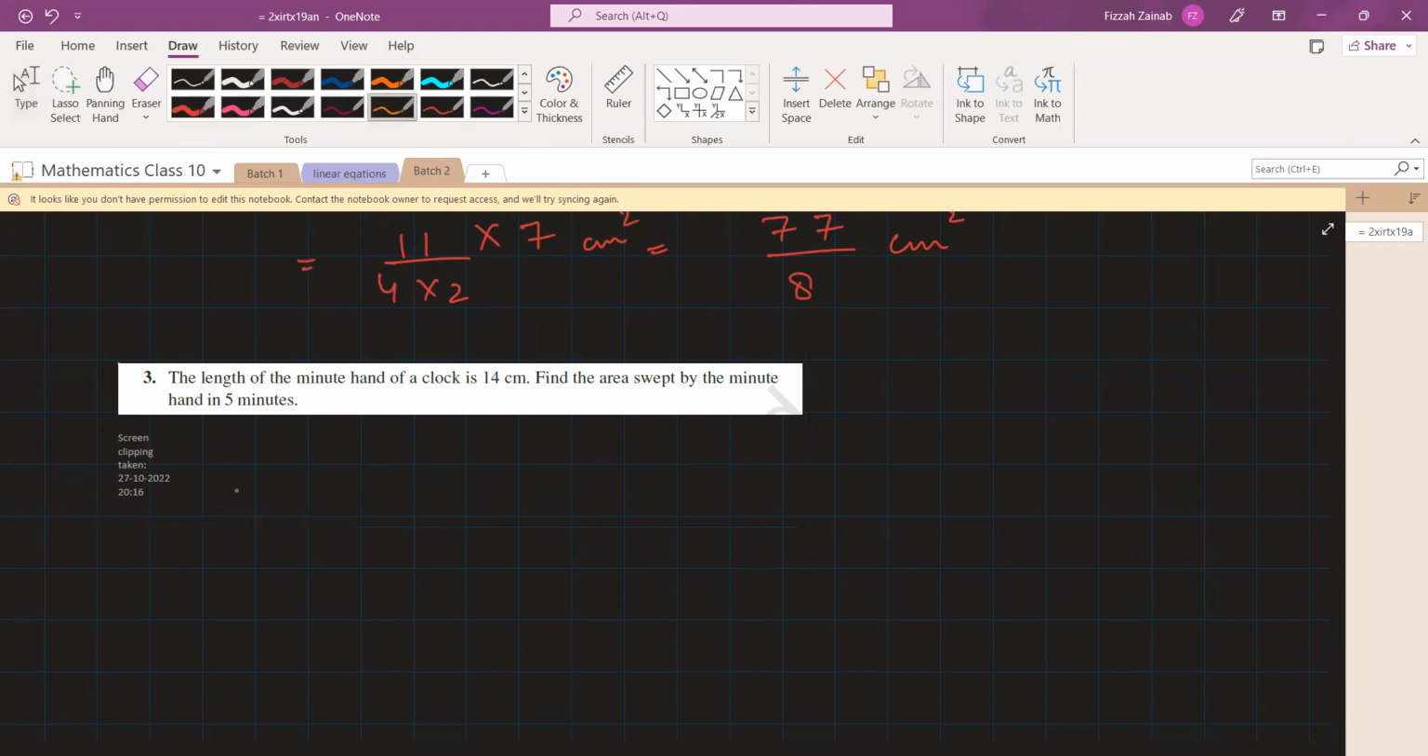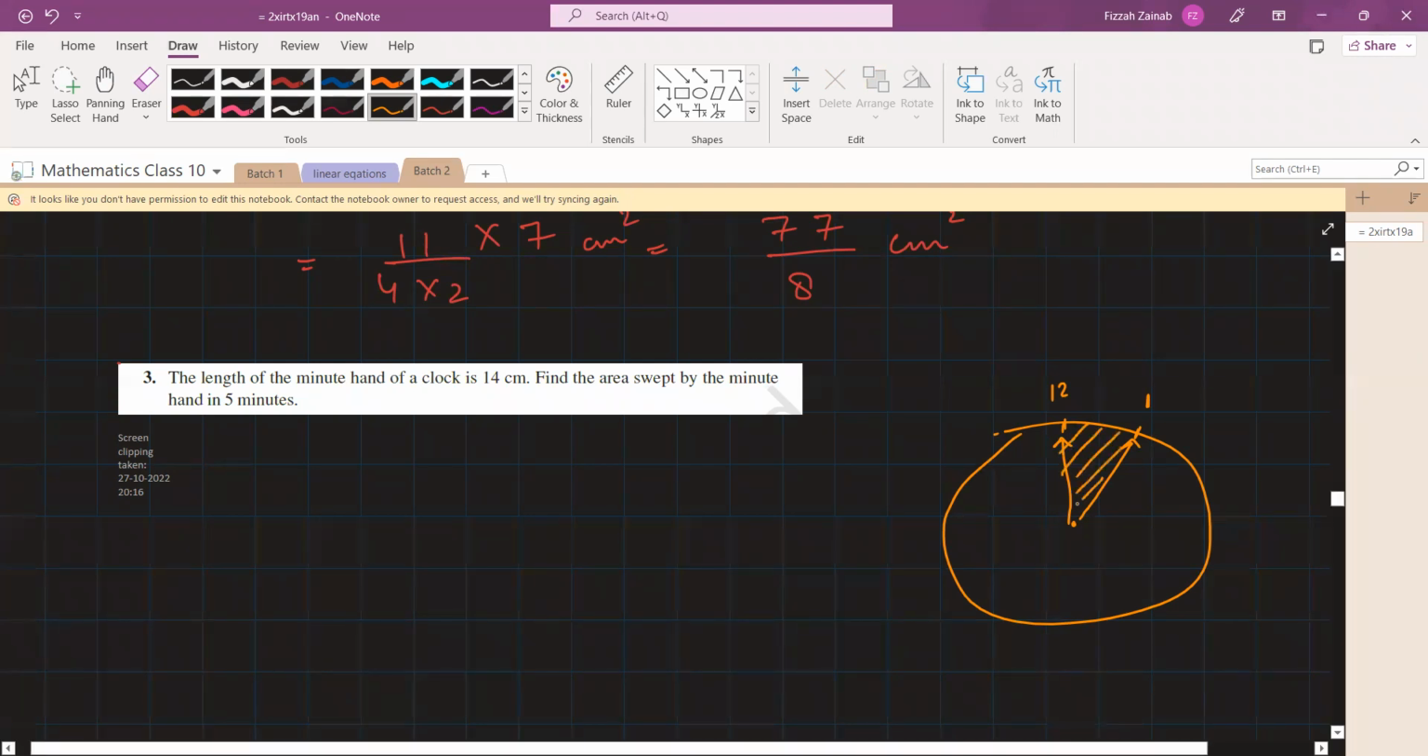Okay, now see here. The length of the minute hand of a clock is 14 centimeter. Find the area swept by the minute hand in 5 minutes, right? So you have a clock like this and only one hand you have to consider, that's your minute hand. So these are the numbers. Let's say this is 12 and this is 1. So minute hand, you already know that from here to here it covers 5 minutes, correct? So you have to find the area swept by minute hand in 5 minutes. That means this area of sector you have to find. Clear?